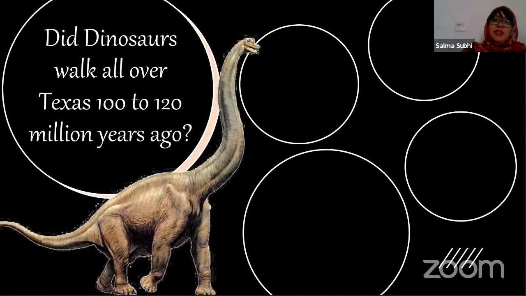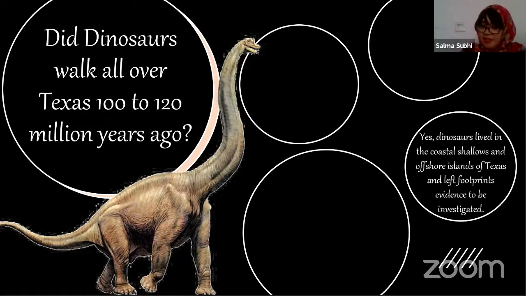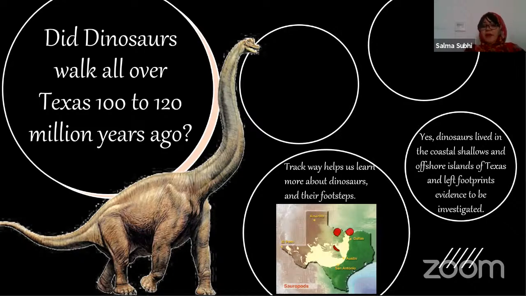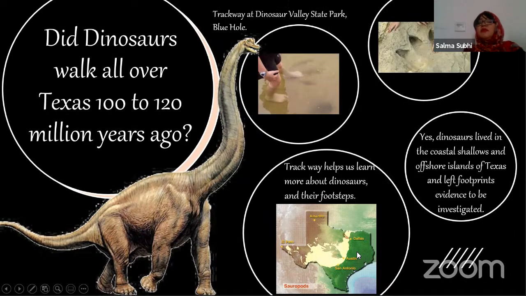So the dinosaurs walked all over Texas 100 to 120 million years ago. Let's think about it. Yes or no? Yes. Dinosaurs lived in the coastal shallows and offshore islands of Texas and left footprint evidence to be investigated. We can see here the trackway, which helps us to learn more about the dinosaurs and their footprints. This is in Texas here. We can see here two different kinds of dinosaurs because of the footprints, the theropods and the ornithopods, and these tracks at Dinosaur Valley State Park, Blue Hole.